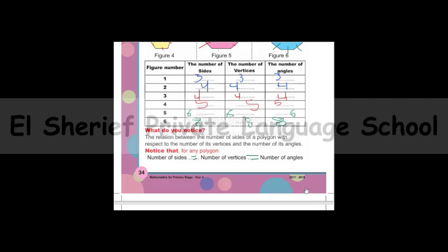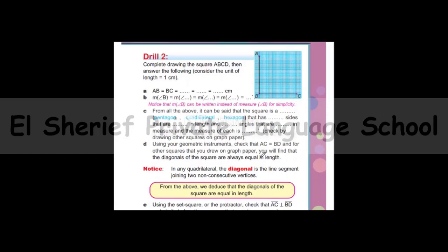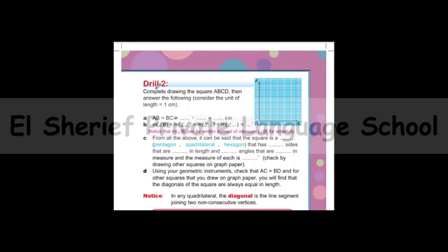So turn in your book to page 35 and read drill 2. Now he asked me to complete drawing the square ABCD. Then answer the following. Consider the unit of length equals 1 centimeter. Now AB, I have 4 units, so AB equals 4 centimeters, and also BC equals 4 units, so the length of BC equals 4 centimeters.